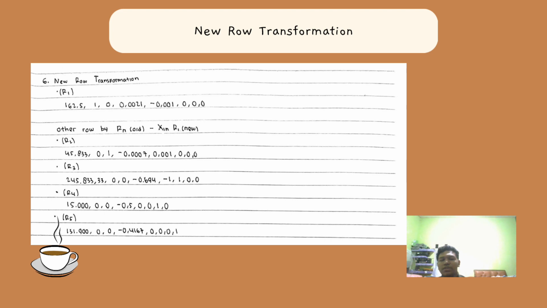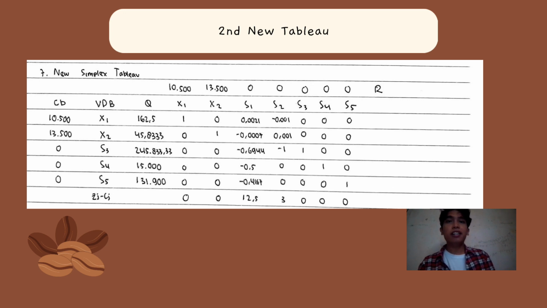Finally, we perform the row transformation on the other rows, as shown, the same as the previous step. From that, we get another new tableau like this.